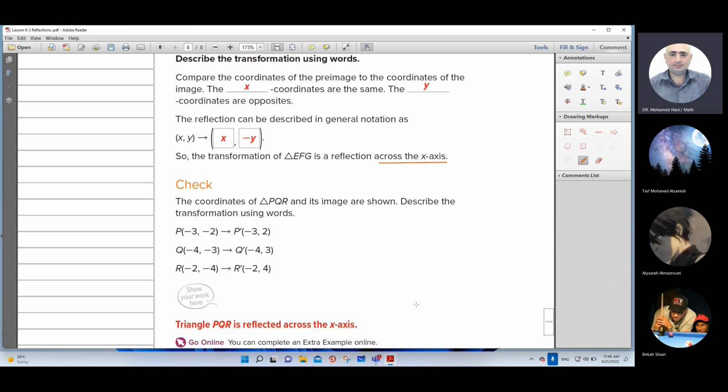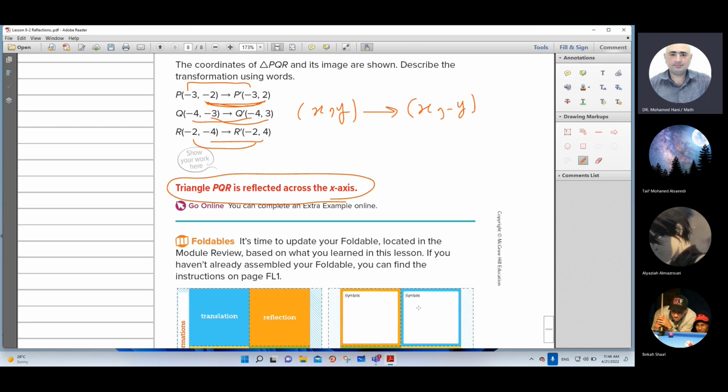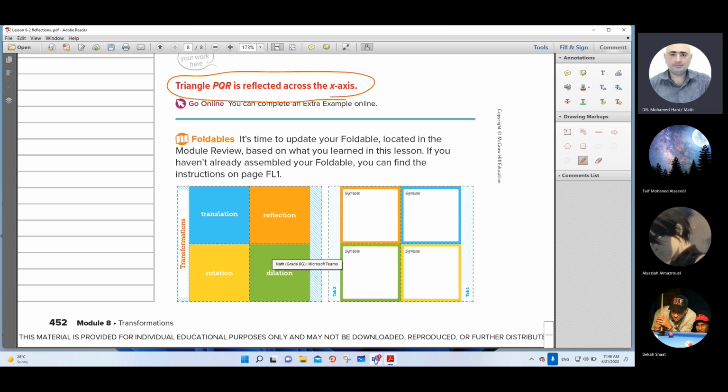And here in this example, as you see, we have the same X, but we have the opposite Y. We have here negative 2, here 2, opposite Y. Here the same idea. We have the same X, but opposite Y. So it means the reflection across the X-axis. So this is our lesson for today.